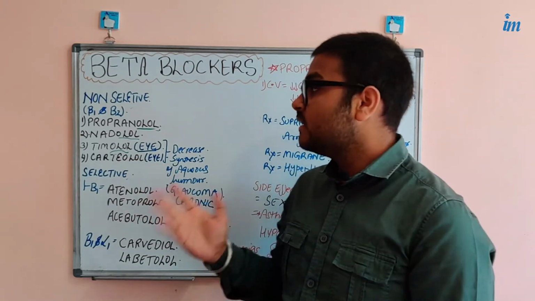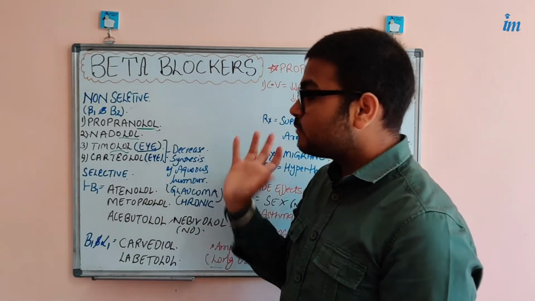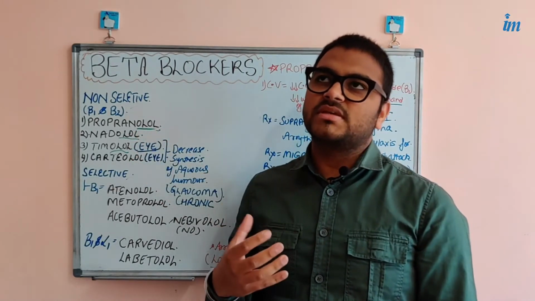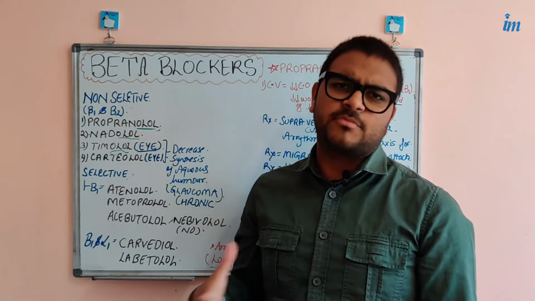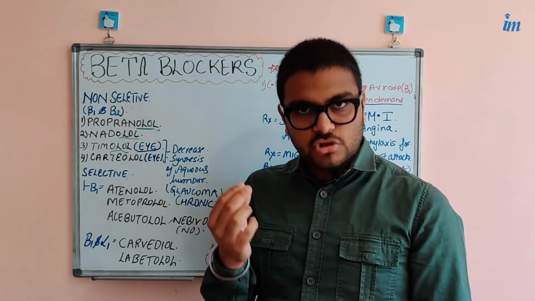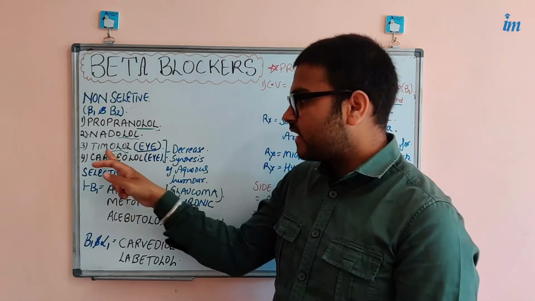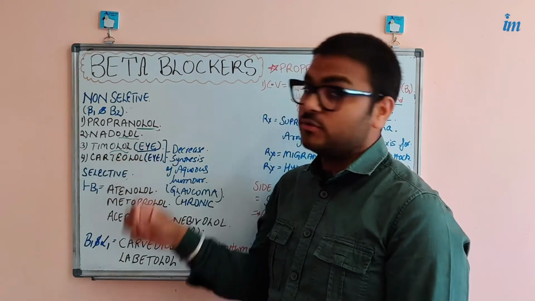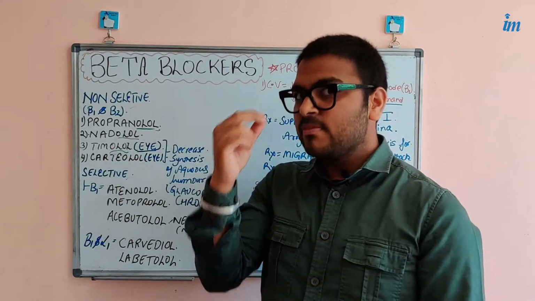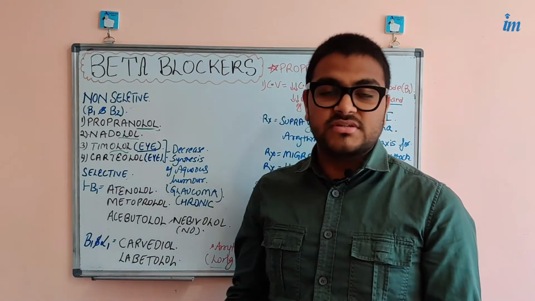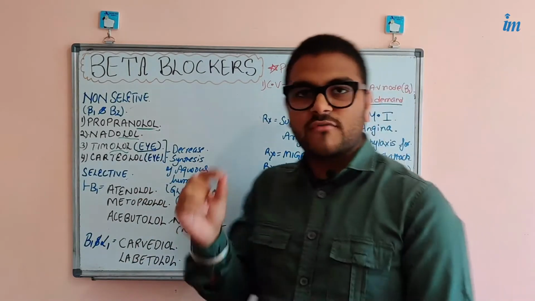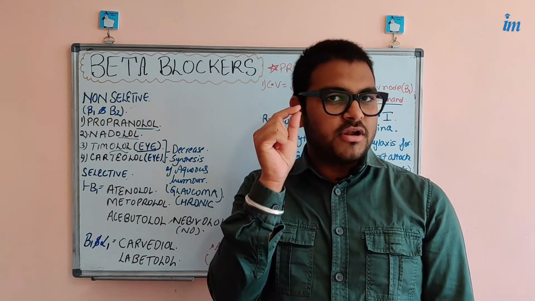carteolol. Propranolol and nadolol act mainly on the cardiovascular system, the lungs and bronchi, and smooth muscles. But for topical use, drops of timolol and carteolol are used. So we put these eye drops of timolol in the eye, and how does it affect the eye? Timolol decreases the synthesis of aqueous humor from the ciliary body in your eye.